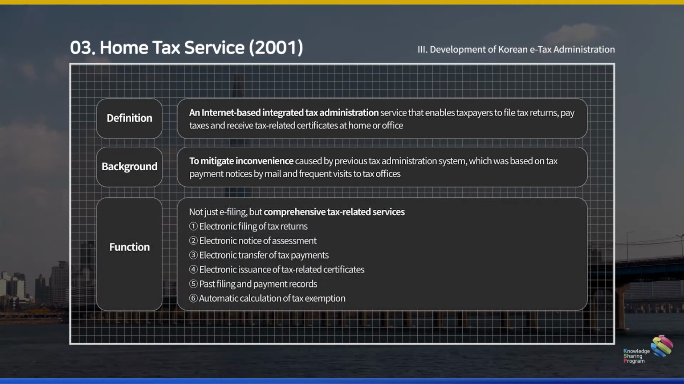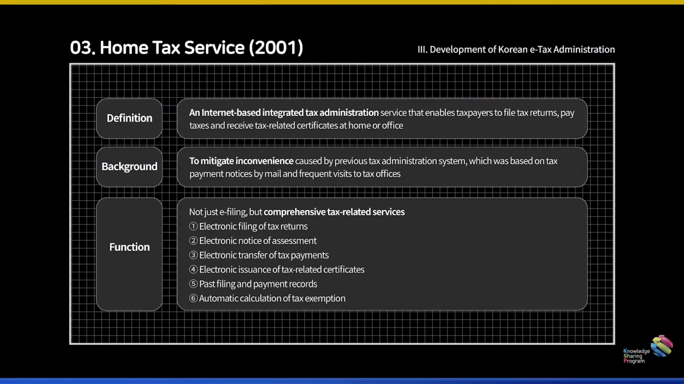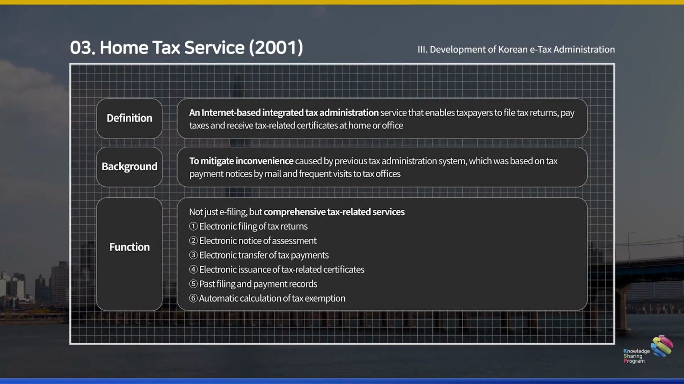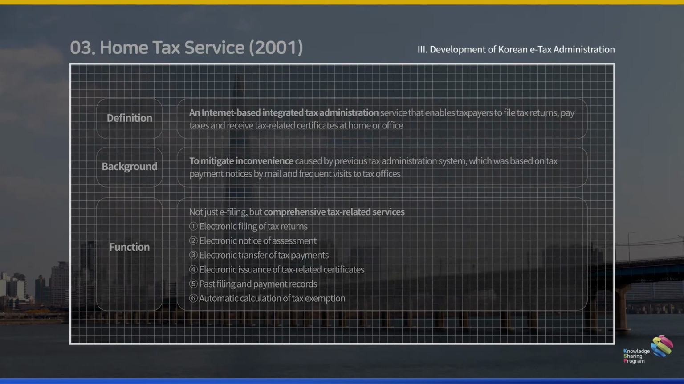E-filing alone does not fully describe the functions of the Home Tax Service. In addition, it offers comprehensive tax-related services including electronic filing of tax returns, electronic notices of assessment, electronic transfers of tax payments, electronic issuance of tax-related certificates, access to past filing and payment records, and automatic calculation of tax exemptions.